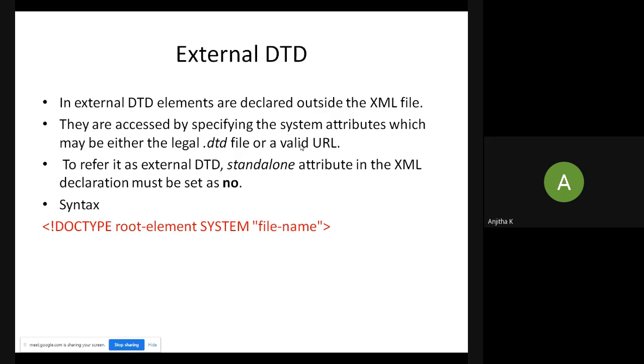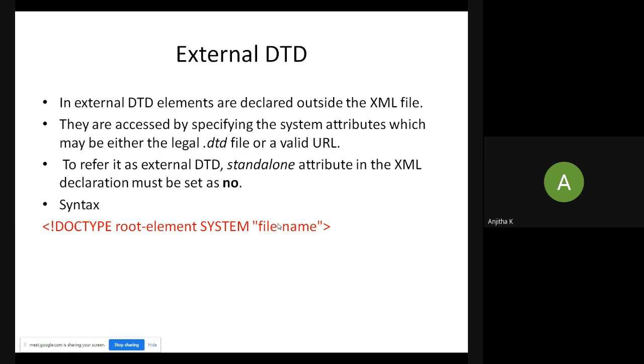Okay, that file, what do you have to do with it? Just call it. Okay, so here the standalone attribute should be set to no. If it is internal, it will be yes. If it is external, the standalone attribute will be set to no. And this is the syntax for external DTD. Document type, root element, system, then file name. That is, you have to import that file.